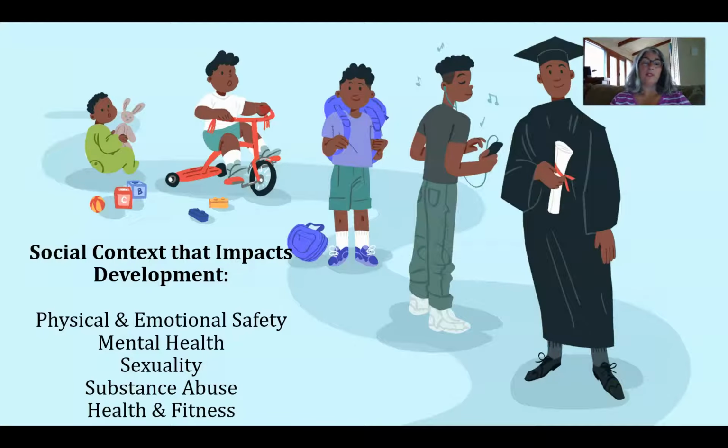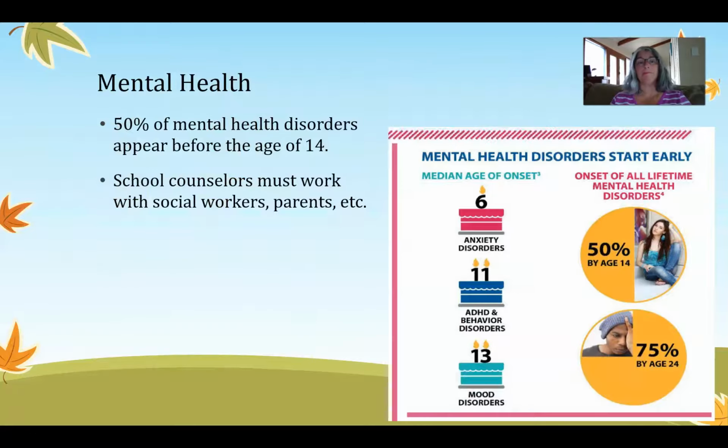Okay, so we have looked at physical and emotional safety. And now we're going to move on and take a brief look at mental health. And again, all these topics are looking at how the social world impacts how your students grow and develop. All right, mental health. 50% of mental health disorders are evident and appear before the age of 14, which means you might be seeing a variety of mental health disorders in the students in your classroom.